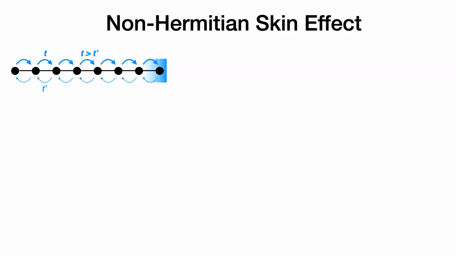So now I'm adding another hopping. So I'm making things a bit more interesting. We have a hopping that goes back. Of course, if this hopping had the same strength, then I would be back in the Hermitian limit, and I would have a cosine dispersion, and everything would be homogeneous. Now, interestingly, as long as the hopping is different, like let's say this t prime is smaller than our original t, I still get a skin effect.